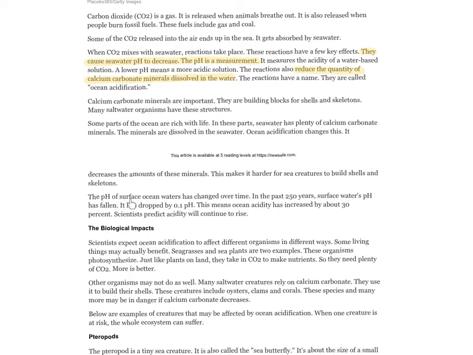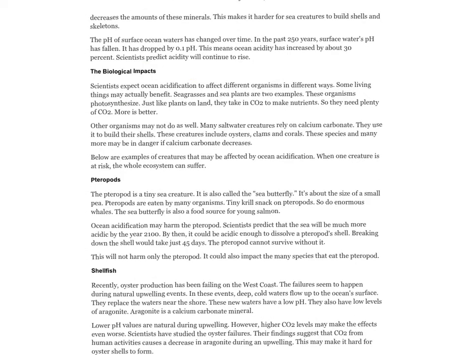The pH of surface ocean waters has changed over time. In the past 250 years, surface water's pH has fallen. It has dropped by 1/10 pH. This means ocean acidity has increased by about 30%. Scientists predict acidity will continue to rise. Stop and note what has caused the ocean waters to change over time.